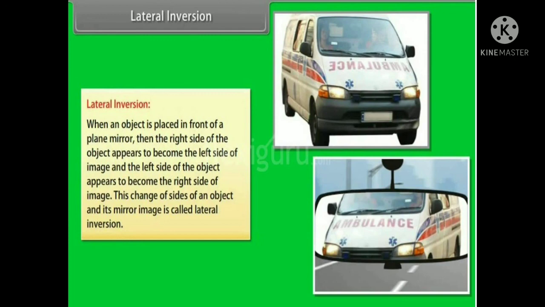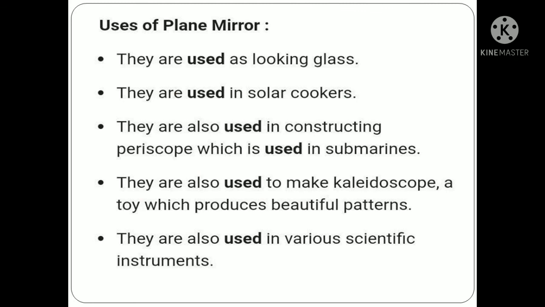Now there are some uses of plane mirror. Let's see. Plane mirrors are used as a looking glass. They are used in solar cookers. They are also used in constructing the periscope, which is used in submarines. In submarines, I think you have seen that a mirror is there at the top. You can see if enemies are there or not. It revolves a full 360 degrees. So that is used.